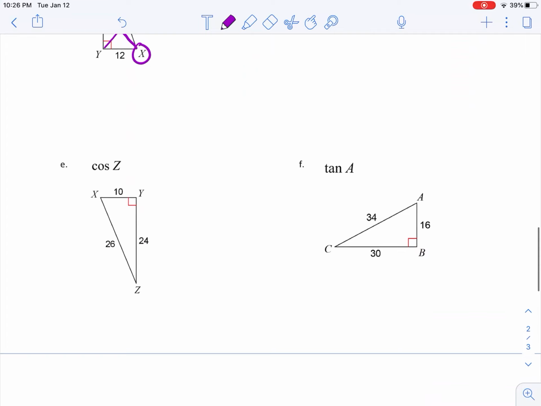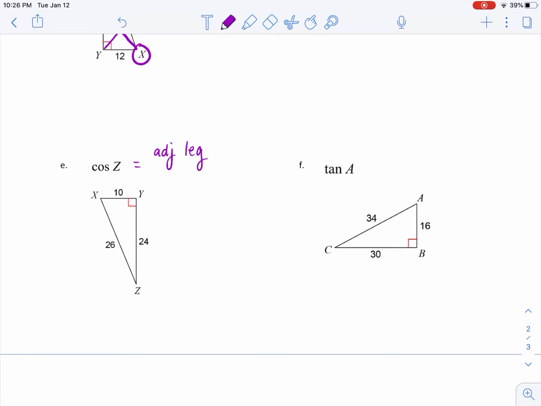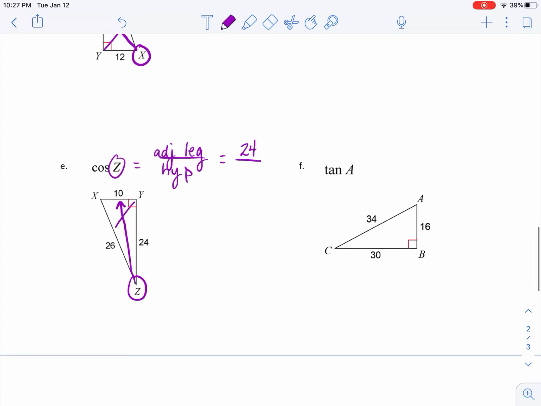All right, two more. Last two. Cosine of Z. Again, that's asking you to do the adjacent leg over the hypotenuse. All right, where are we looking? We're at Z, right? So let's go find Z. The opposite leg is 10. Which leg am I not pointing at? Because the opposite and adjacent are different, right? Adjacent's right next to the Z and opposite's way across from it. The one I'm not pointing at is the 24. If they had asked for opposite, I'd do the one I'm pointing at. And the hypotenuse is opposite the 90, which is 26.